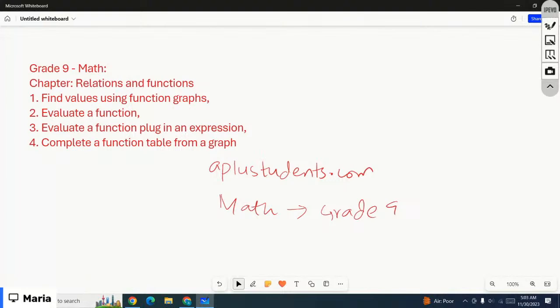We're going to start with the chapter relations and functions, and the lessons we are going to cover are find values using functions graph, evaluate a function, plug in an expression, complete a function table from a graph. So let's just start with the lesson that is find values using functions graph.